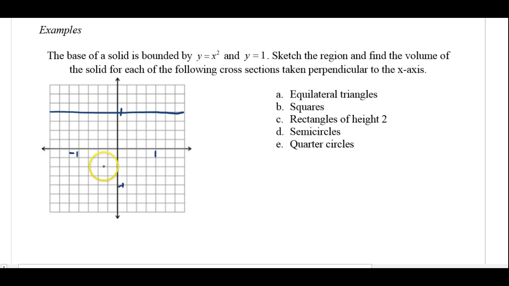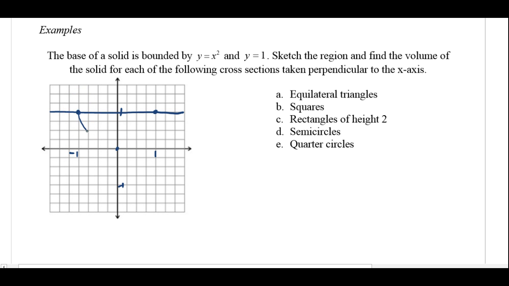And then y equals x squared goes through 0, 0. And I can also graph by plotting points. So if I plug in 1, I'm going to get out 1 squared, which is 1. And if I plug in -1, -1 squared is also +1.